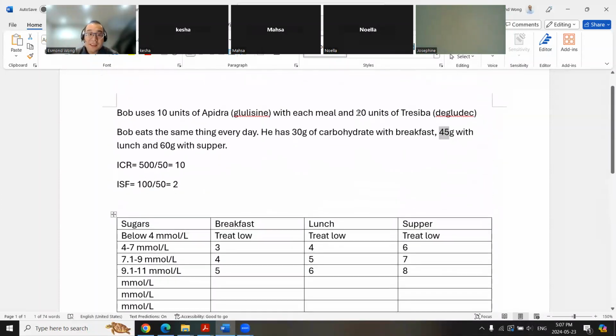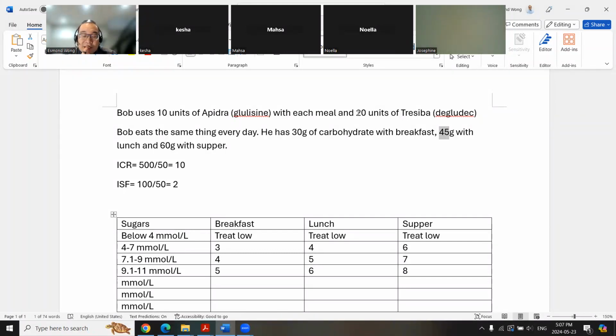Sorry, this is Martha. Thank you so much, Edmund. I have a question regarding this picture. Just to clarify, in the first sentence it mentioned Bob uses 10 units of Apidra. So I think that's a prescription. He doesn't use that unless needed, right? Or is this on top of the 10 units? This is on top of the 10 units.